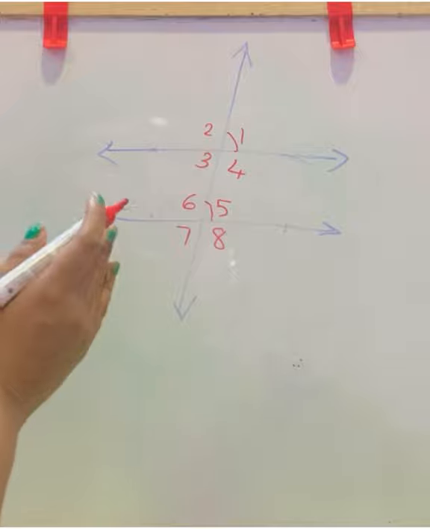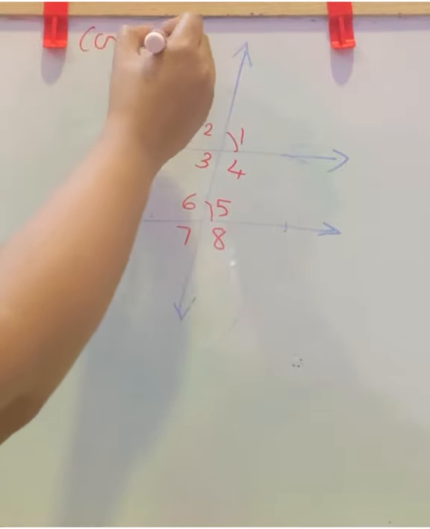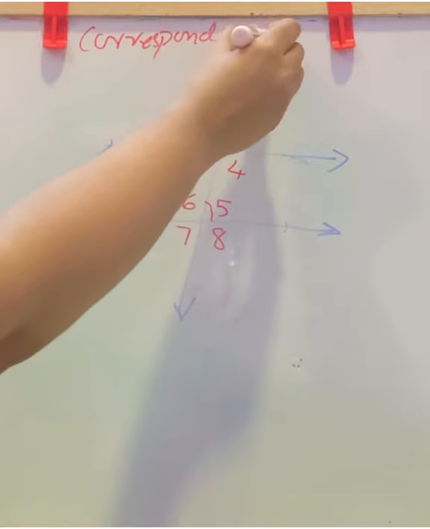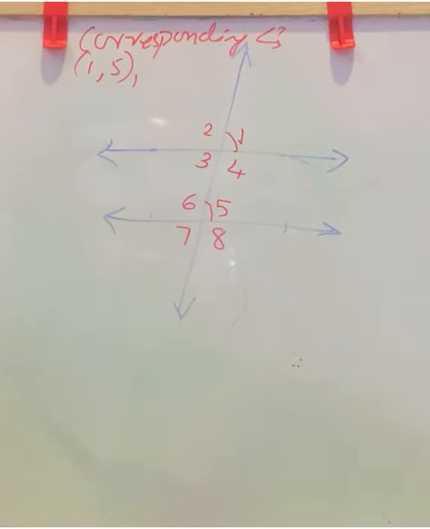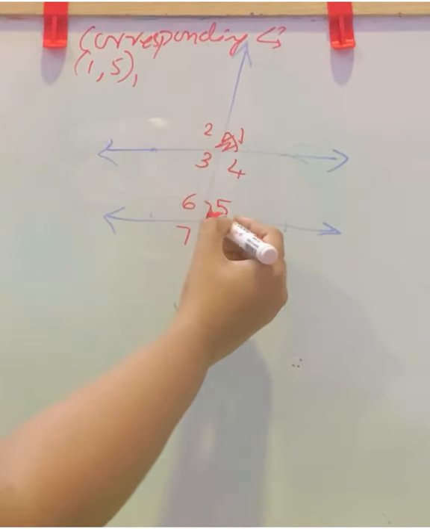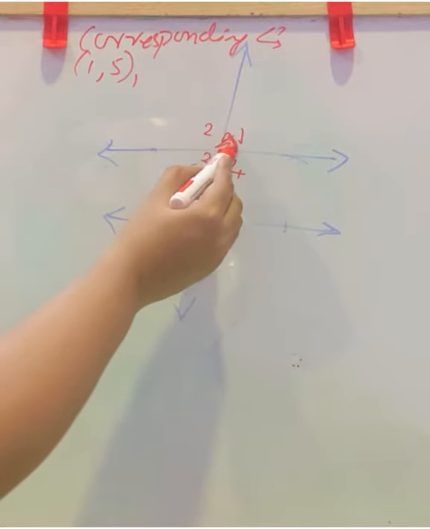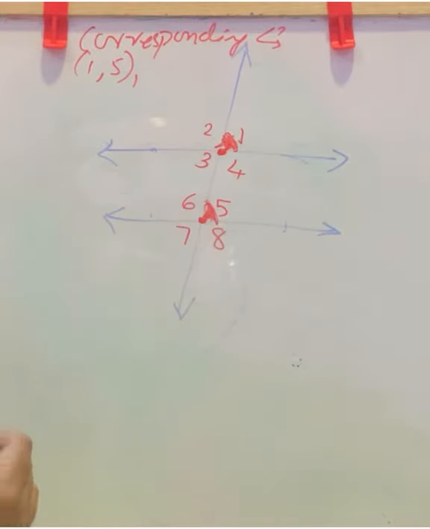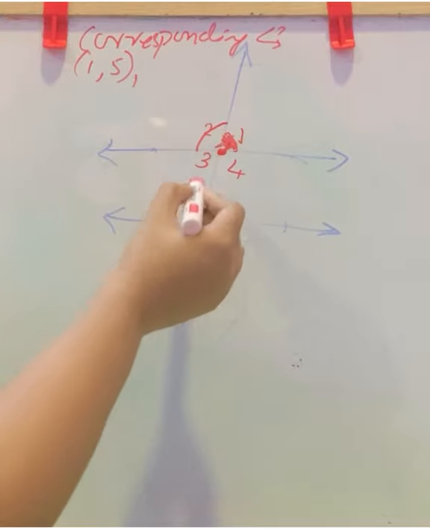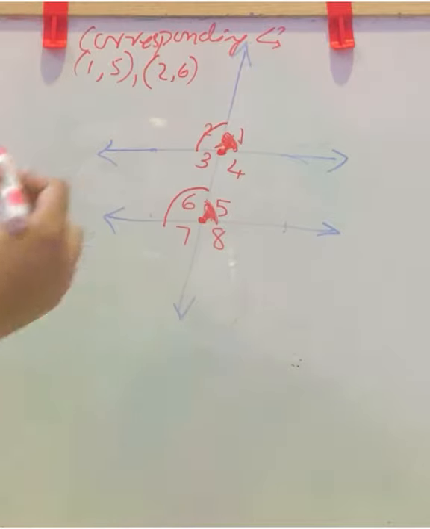Here we can see another pairs of corresponding angles. That is, under corresponding angles, we will get pairs 1 and 5. One pair. That is, this angle and this angle. You can see if this is the point, here this angle is similar to this angle. Now, this angle will be equal to this angle. So the other pair is 2, 6. These two angles are corresponding angles.